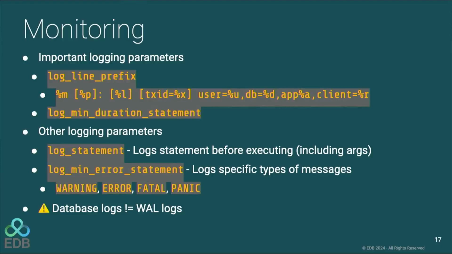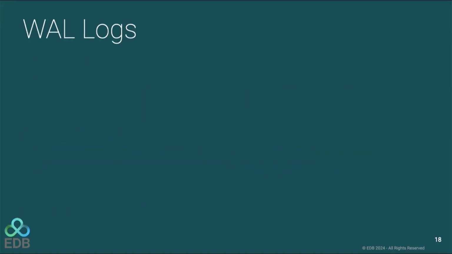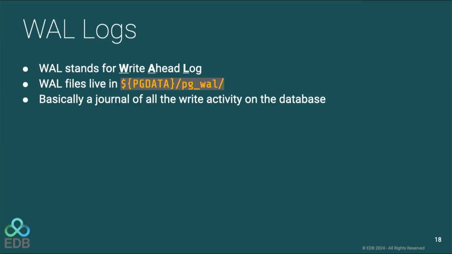So I want to make sure, since not everyone is used to Postgres, that database logs are not WAL logs. I want to go into that really quickly, because that is a very important part of Postgres. We've had many customers, unfortunately, deleting their WAL logs or losing their WAL logs, and losing data as a result. WAL stands for write-ahead log, and that is a journal that writes all the activity of the database into these WAL files.